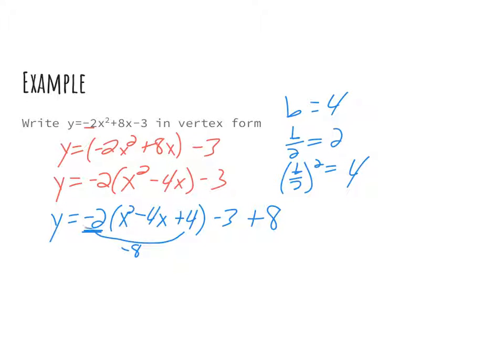Okay, so whatever is in front of the parentheses, you need to multiply it by what you've added inside, and then make sure you undo whatever you get for an answer at the end. So when we factor that out, we're going to get x minus 2 squared, and then negative 3 plus 8 is going to get us a positive 5.